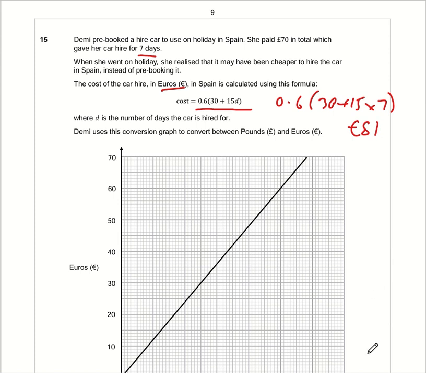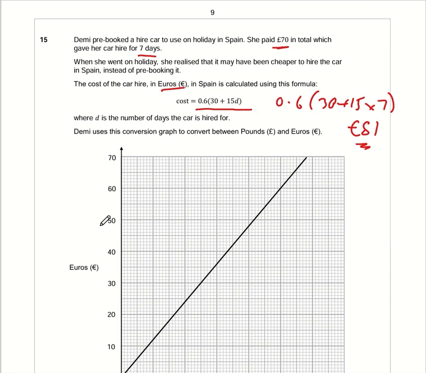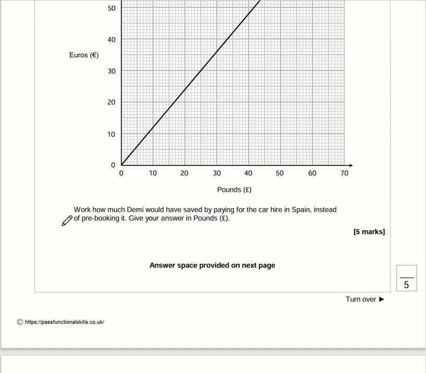I probably should have written all this down in the working section, but I didn't want to be constantly going up and down. So we've got £70, so we're comparing £70 and 81 euros. How much more would she have saved by paying for the car hire in Spain? I've forgotten the numbers already. So it's £70 in the UK, let me just write that down. UK, £70, Spain was 81 euros.